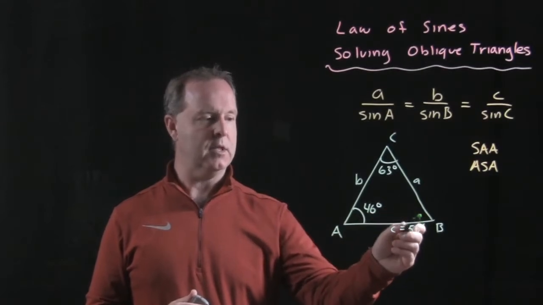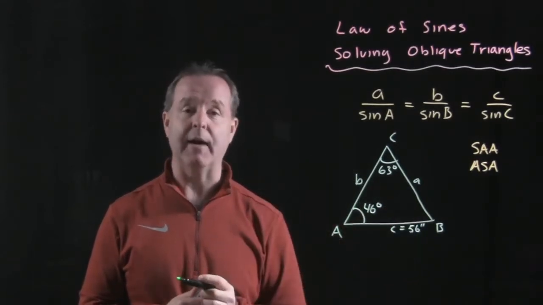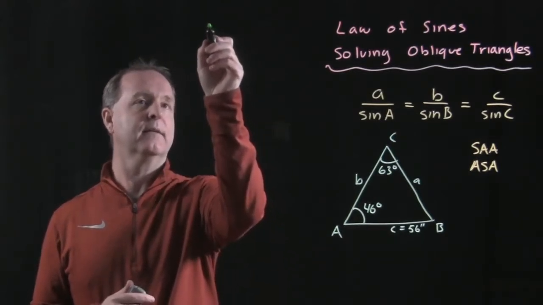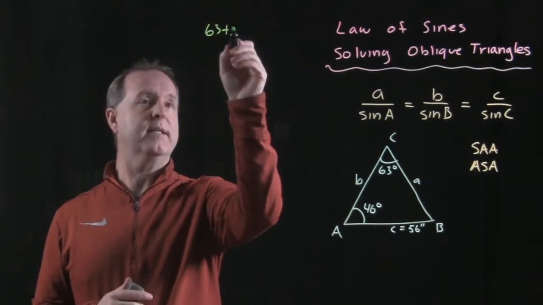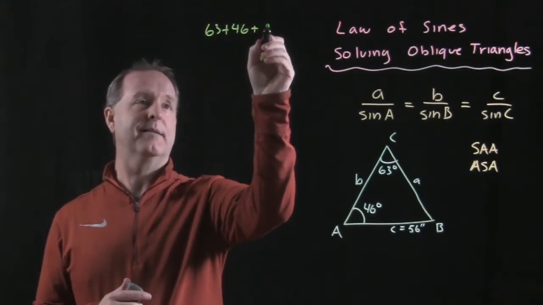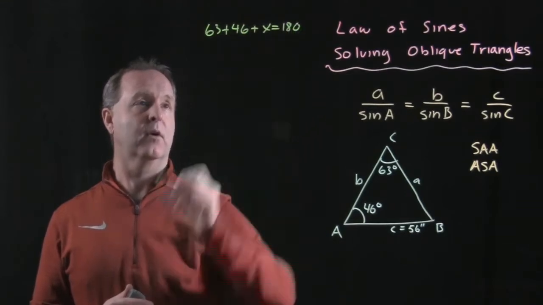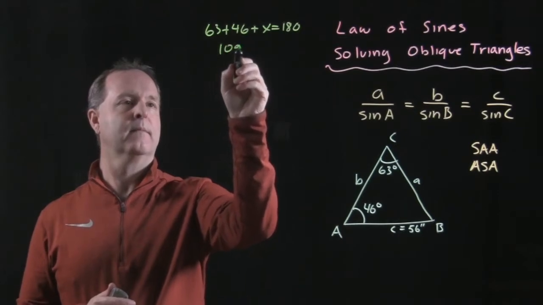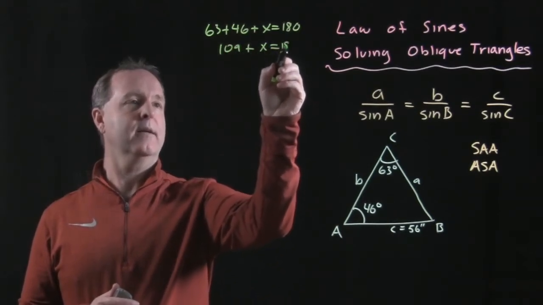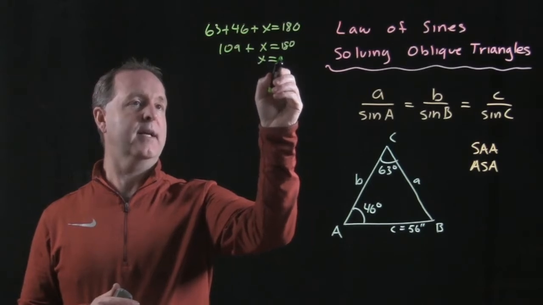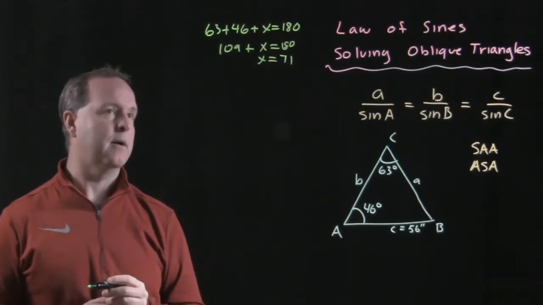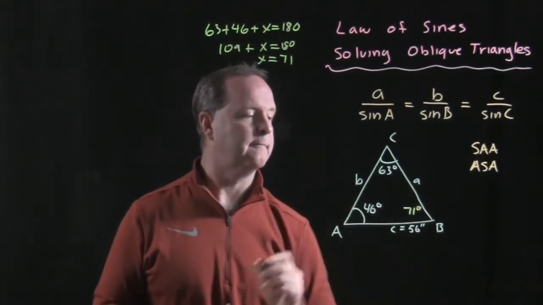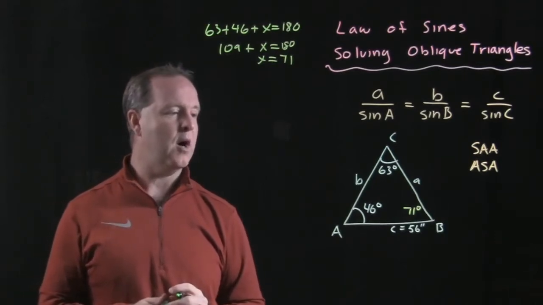Well, first thing I might want to do is look for the angle of B. I know the interior angles add up to 180 degrees. So I know then that 63 plus 46 plus x equals 180 degrees. So adding all those up, that's 109 plus x equals 180. X equals 71. All right, well, I guess I could have used B since that was the angle there. So I can put a 71 in there. All right, we're well on our way now.